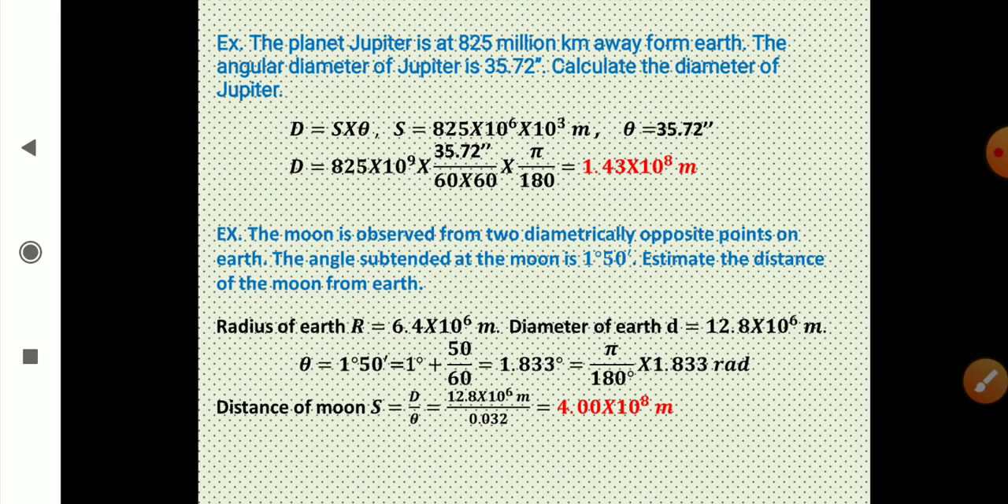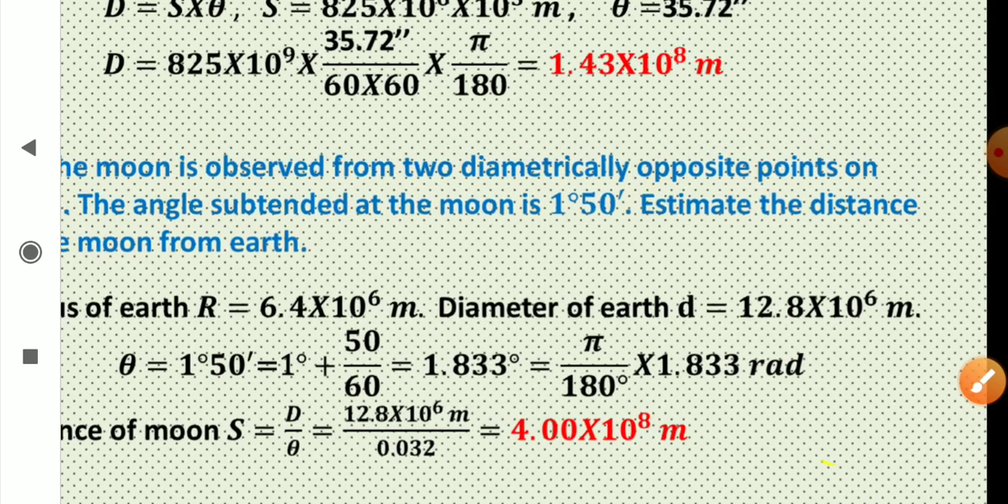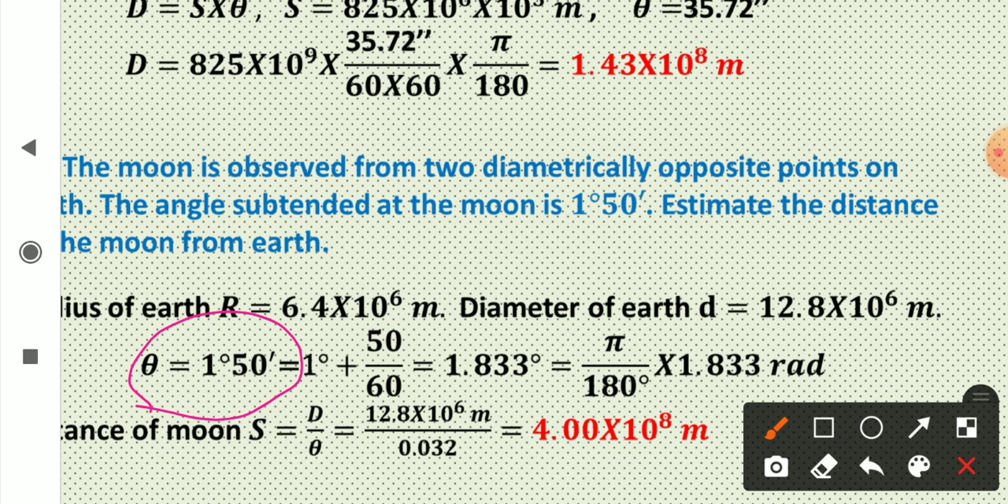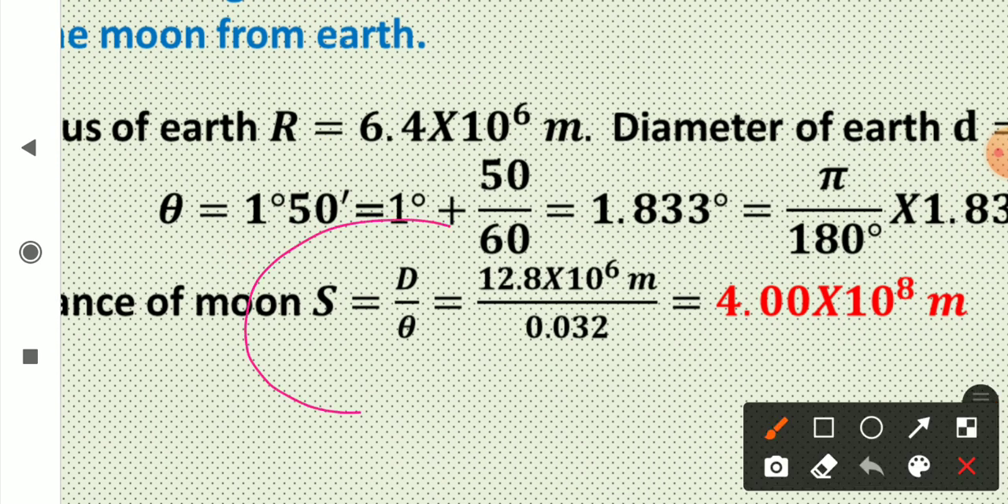So now look at it. Radius of the earth is 6.4 into 10 to the power 6 meter, and diameter of earth will be double of it. So this is 12.8 into 10 to the power 6 meter, and the angle theta is 1 degree 50 minute. So 1 degree as it is, and 50 minute you convert to degree, divide by 60, simplify, you get 1.833 degree. Degree will be converted to radian, so multiply it by pi upon 180 and then put the values in this relation. So distance of the moon will be diameter of the earth and angle theta. So putting all the values and simplifying, you get distance of the moon as 4 into 10 to the power 8 meter.